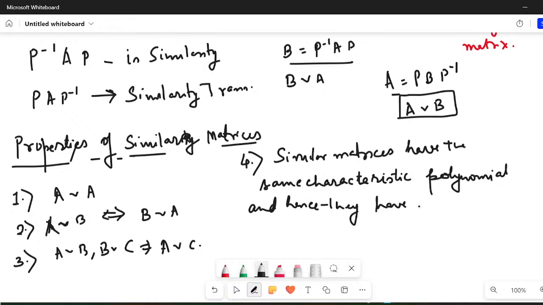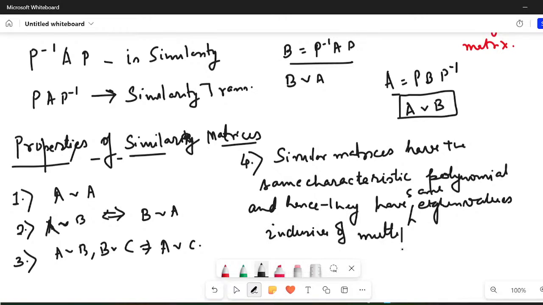In fact, not only distinct eigenvalues; even if they are repeated, the eigenvalues will remain the same. All the more, their multiplicities will also remain the same. So they have the same eigenvalues, inclusive of multiplicities. Let's say an eigenvalue of A is 2 and it is repeated 2 times, then for B, if it is similar to A, the eigenvalue 2 in B will also be repeated 2 times. Is that clear?